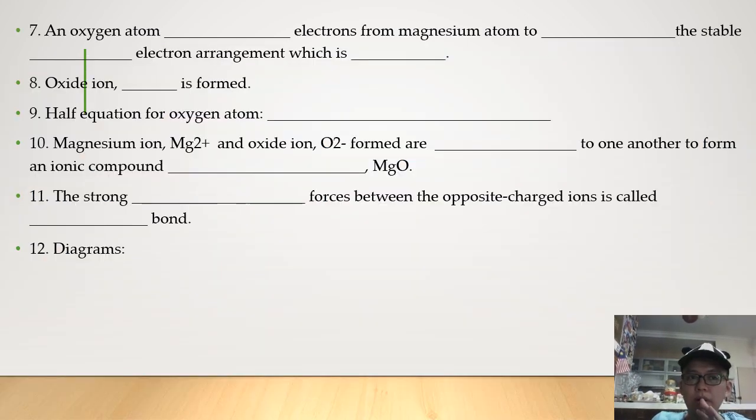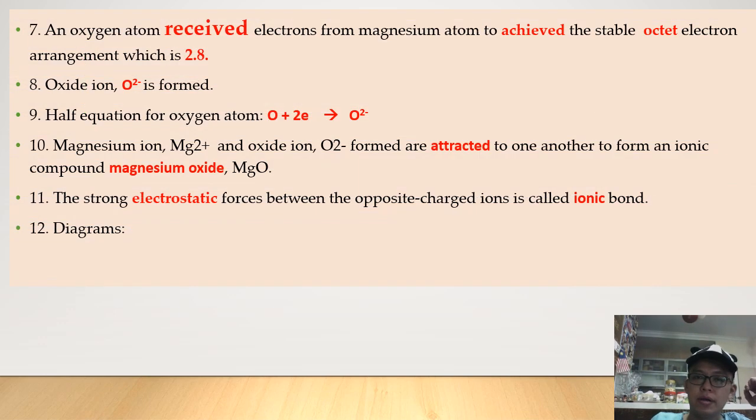So point 7, an oxygen atom receives electrons from the magnesium atom to achieve the very stable octet electron arrangement, which is 2.8. Just now we mentioned octet. When you form an octet, it means you are very stable already. 2.8 is already stable. So the oxide ion, 2 negative, is formed.